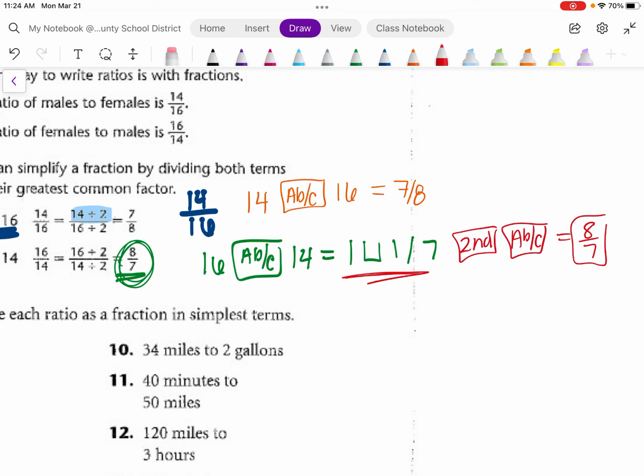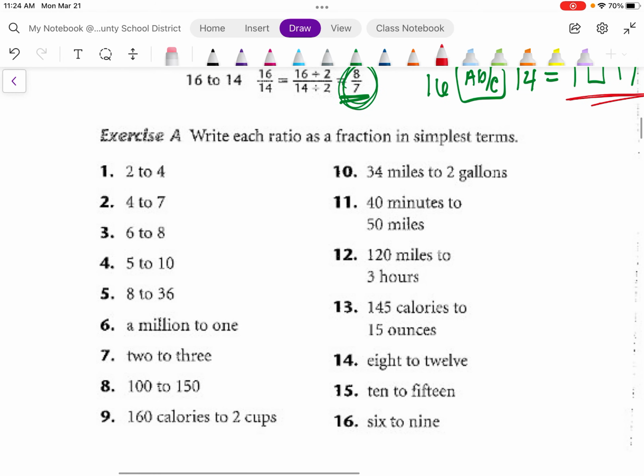Okay? So for this set of examples, here's what you're going to do. You're going to write the ratio in the simplest terms. So if we're doing 2/4, first thing you can do is write it as a fraction like this, but then put it in your calculator using the ABC button, and then reducing the ratio to 1/2 in this case.